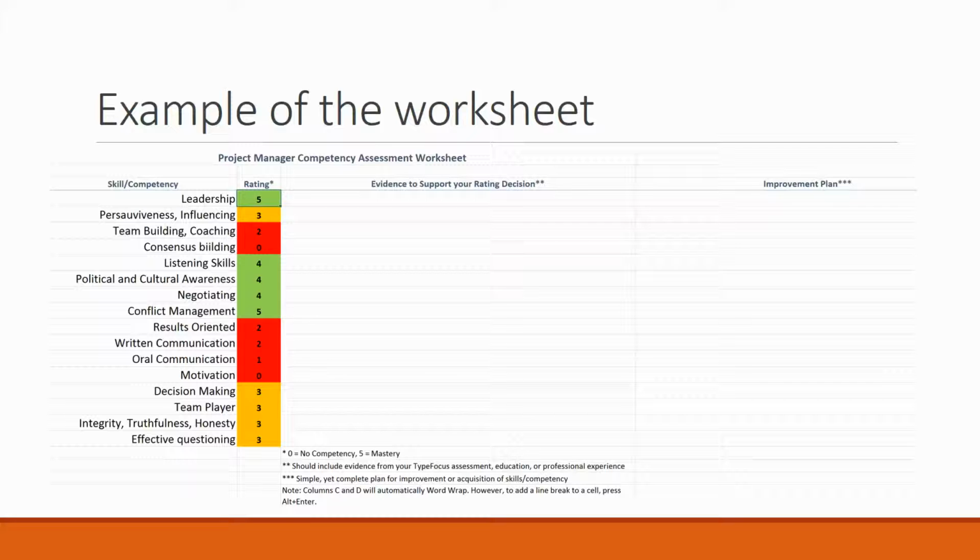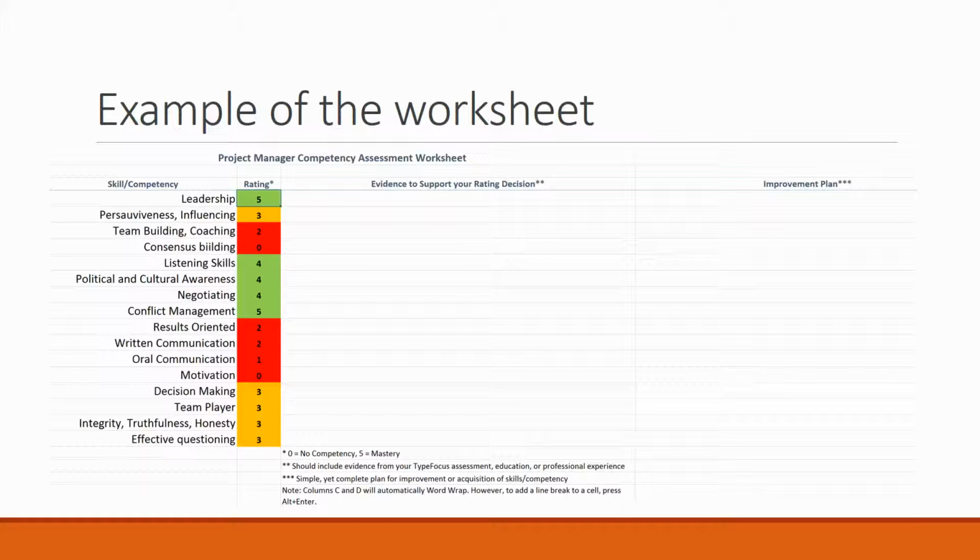Okay. Now notice when it's a 4 or a 5, it's green. When it goes to a 3, it's yellow, and when it goes to a 0, 1, or 2, it turns red. So you can see this as you rate yourself in leadership and persuasiveness. As you rate yourself, you may see the color change. Okay, it's important to know that.